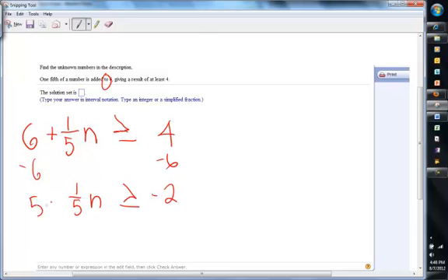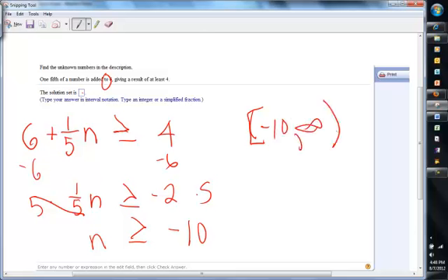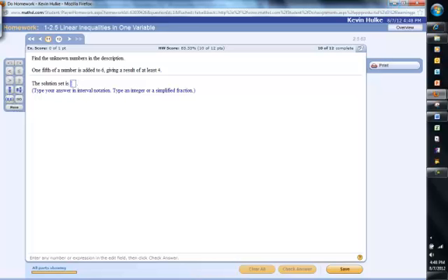Multiply both sides by 5. N, these will cancel, is greater than or equal to -10. So in interval notation, we would have bracket, -10, comma, infinity, close parentheses.